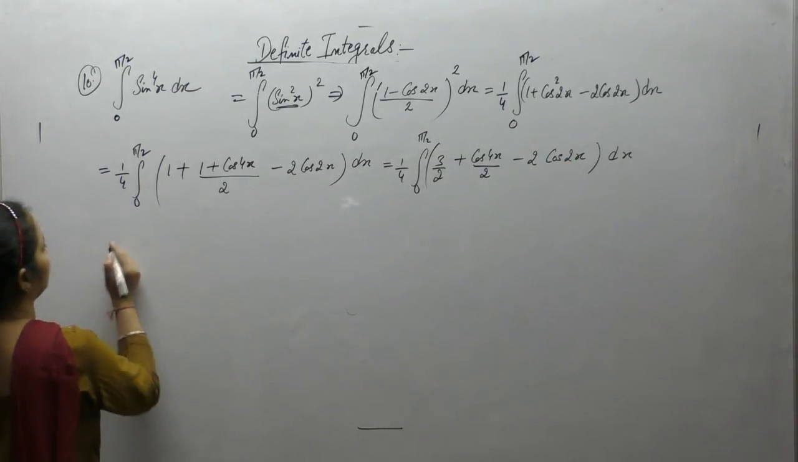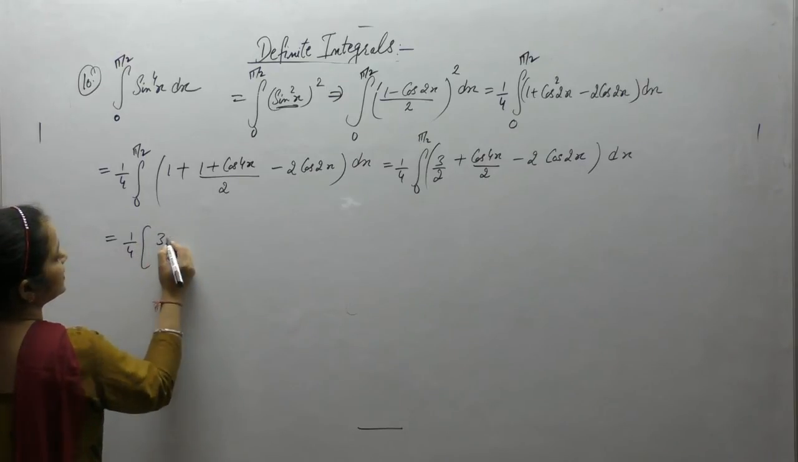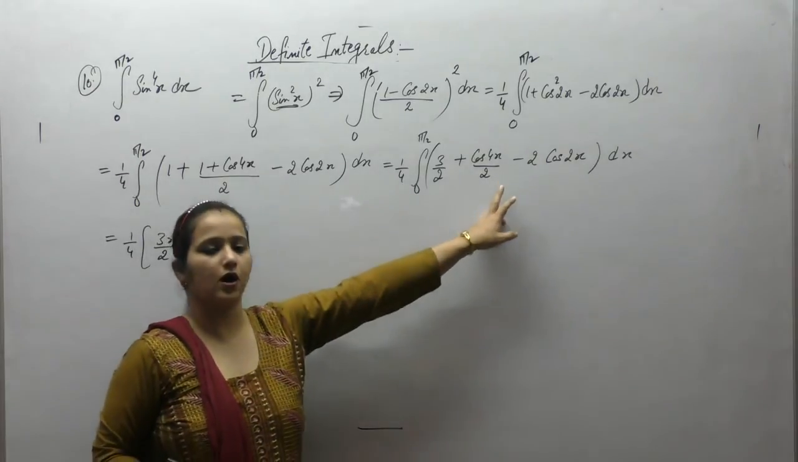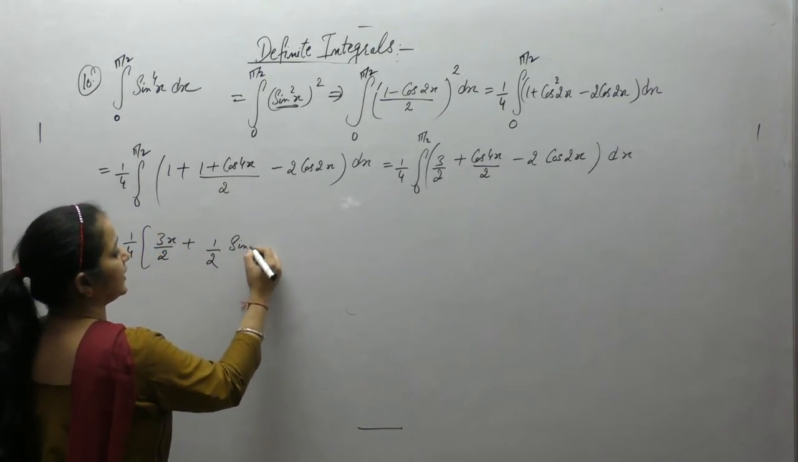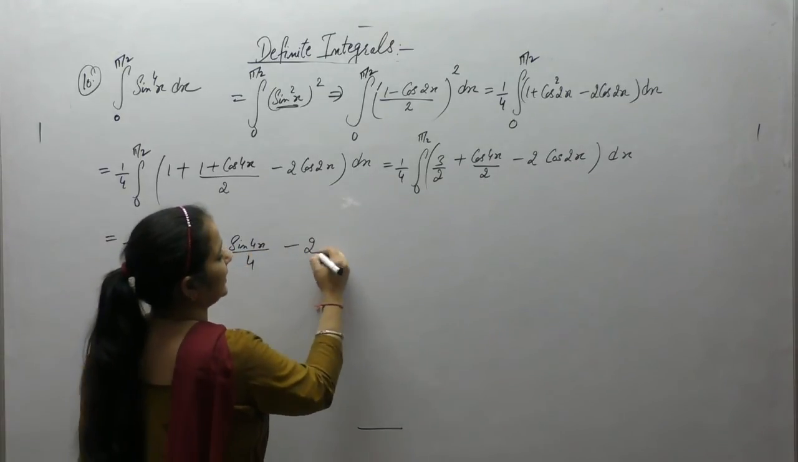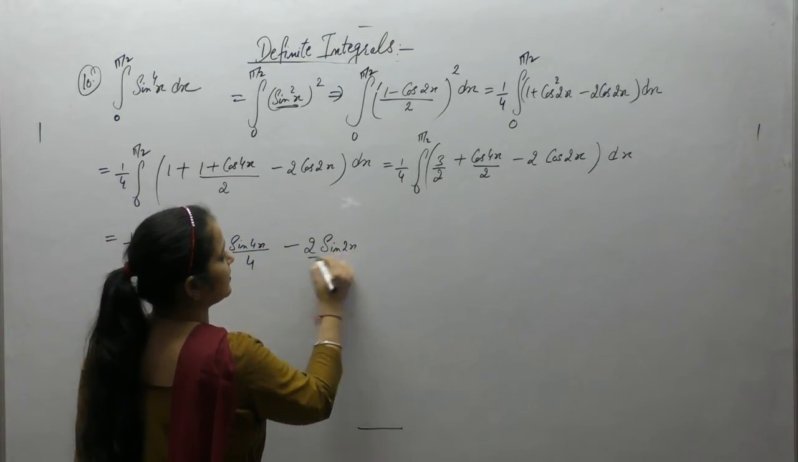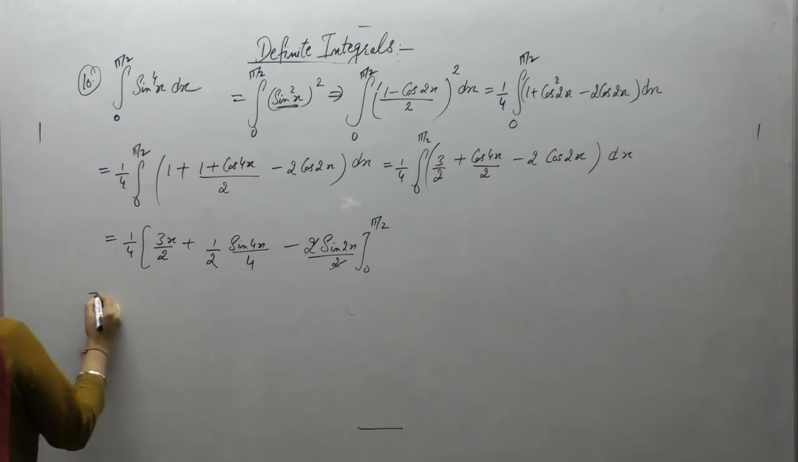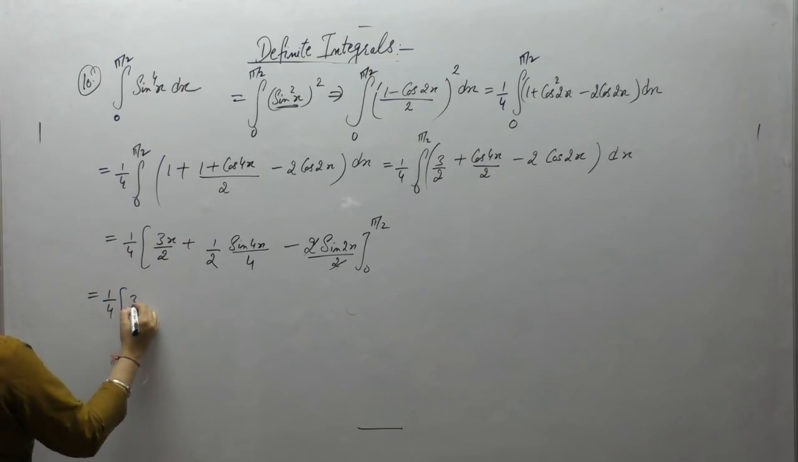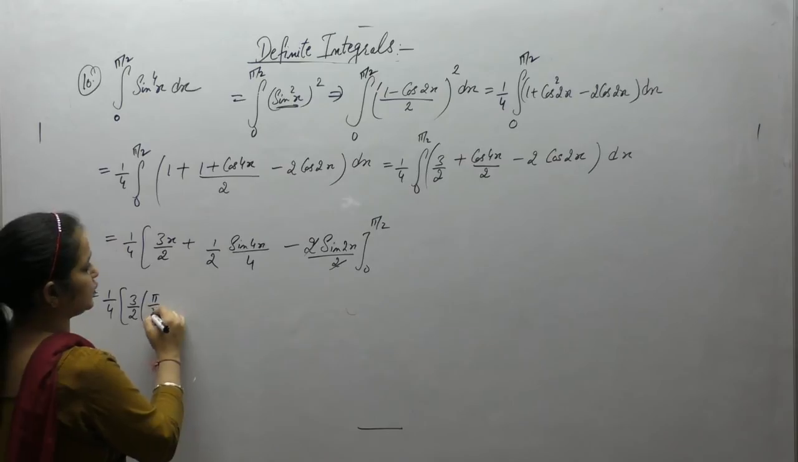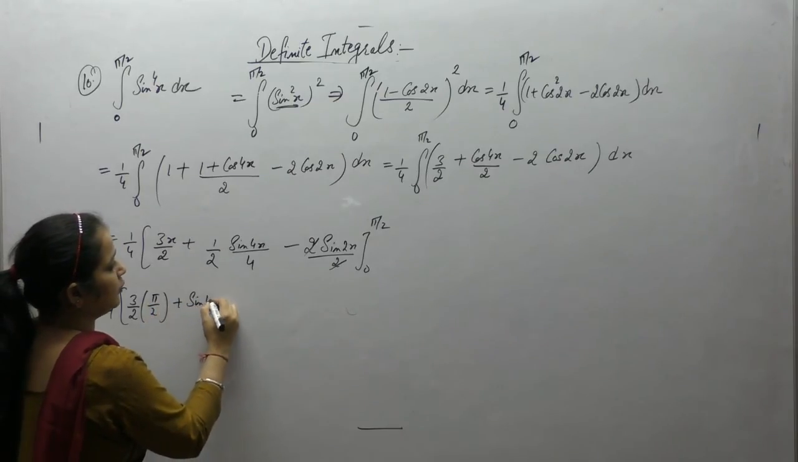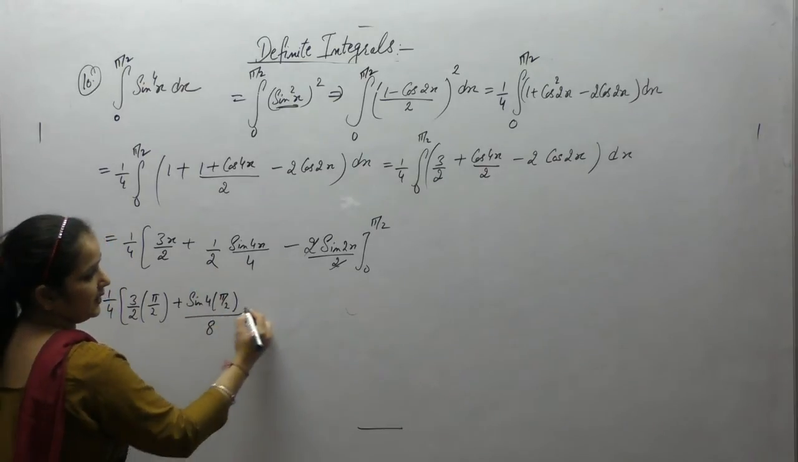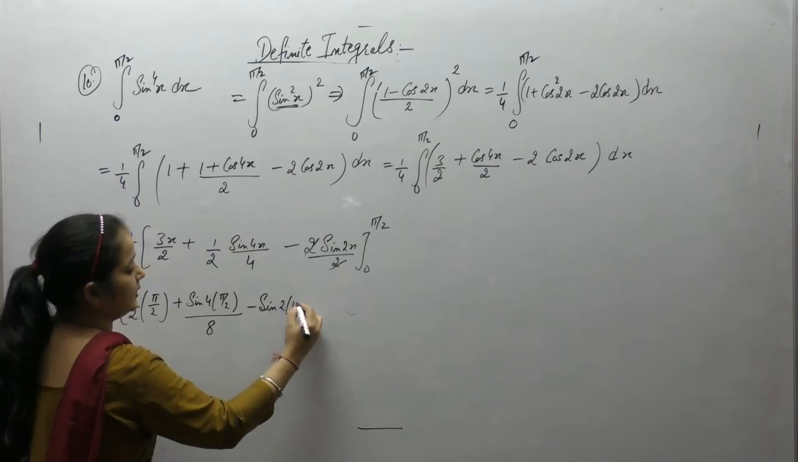Now solve the integral. The integral of 1 is x, so 3x/2 plus 1/2 times the integral of cos 4x, which is sin 4x/4, minus 2 times the integral of cos 2x, which is sin 2x/2. The limit is 0 to π/2. Put the limits: x is π/2, plus sin(4 · π/2), 4 into 2 is 8, minus sin(2 · π/2).